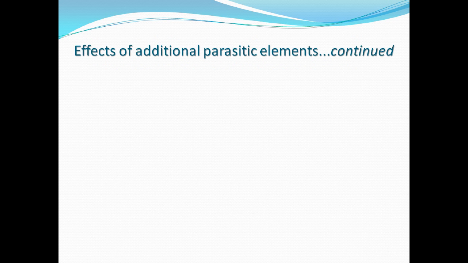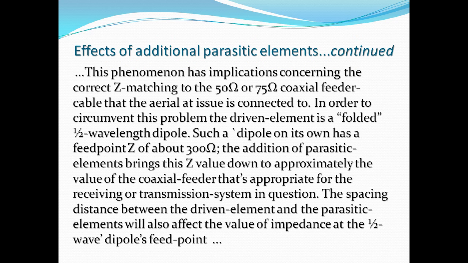Effects of additional parasitic elements continued. This phenomenon has implications concerning the correct impedance matching to the 50 ohm or 75 ohm coaxial feeder cable that the aerial at issue is connected to. In order to circumvent this problem, the driven element is a folded half-wave dipole. Such a dipole on its own has a feed point impedance of about 300 ohms. The addition of parasitic elements brings this impedance value down to approximately the value of the coaxial feeder that's appropriate for the receiving or transmission system in question. The spacing distance between the driven element and the parasitic elements will also affect the value of impedance at the half-wave dipole's feed point.